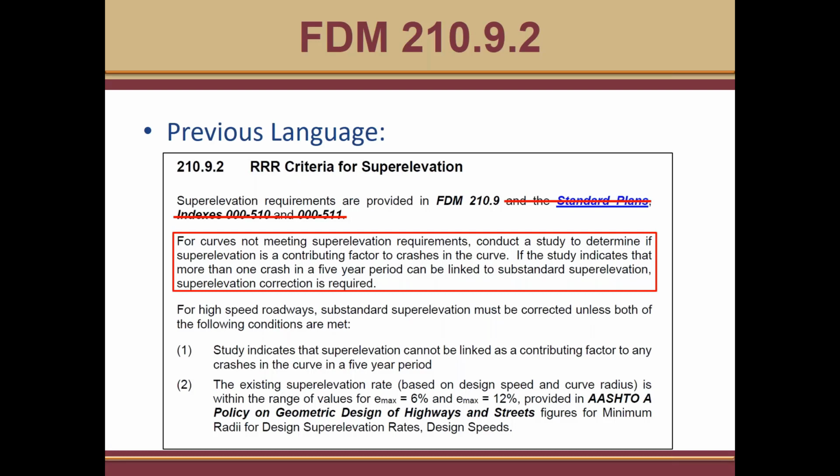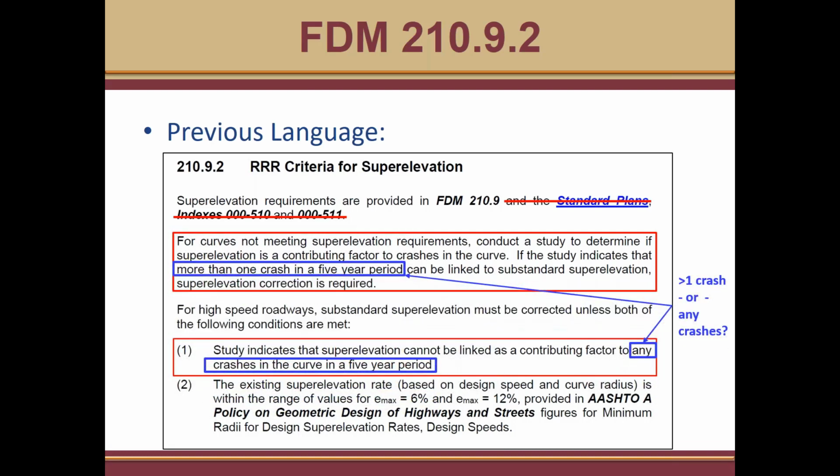This crash threshold is somewhat confusing because the next paragraph, item 1, says that you can leave the substandard superelevation if no attributable crashes have occurred in the past 5 years. So this is confusing. In the second paragraph, we say superelevation is required if there is more than one crash, but in item 1, under the high-speed roadways section, we say that superelevation is required unless the 2 criteria are met, one of which is that there are 0 crashes.